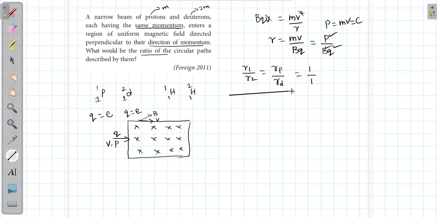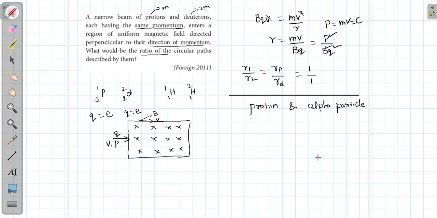I'll explain that also. Instead of neutron, suppose they have given proton and alpha particle. In this case, we'll go for the general solution instead of going for the same momentum. We know the symbol of proton is 1H1, alpha is 2He4. Therefore, mass of the proton is m, and the alpha particle is 4m. Charge of the proton is E, here it is 2E.